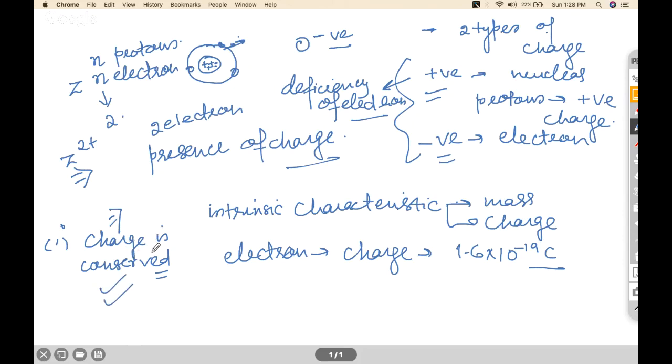The second thing is that charge is quantized. And what do I mean by charge is quantized?